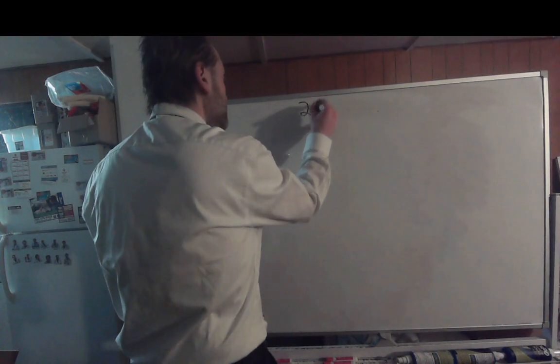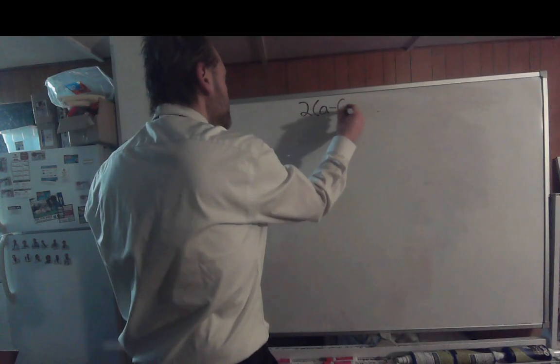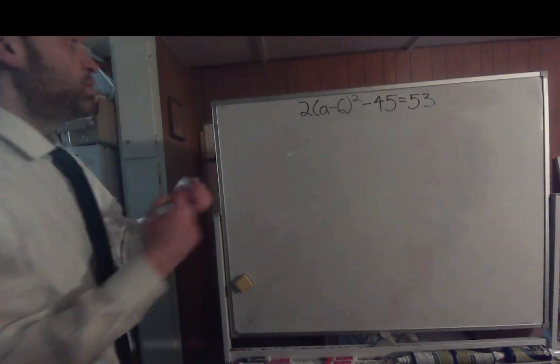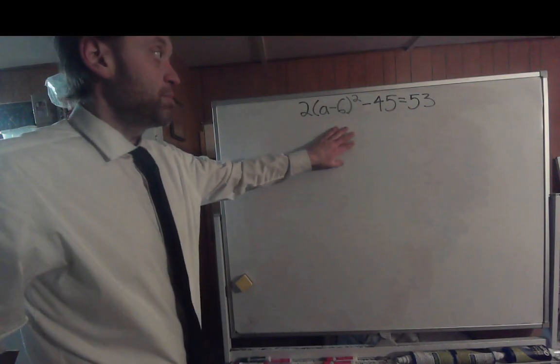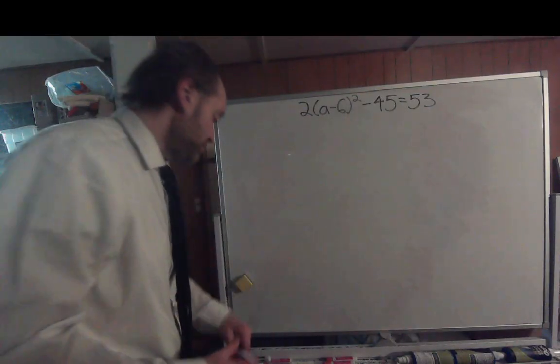All right. We have 2 times the quantity of a minus 6 raised to the second power minus 45 is going to be equal to 53. So 2 times the quantity of a minus 6 raised to the second power minus 45 equals 53.